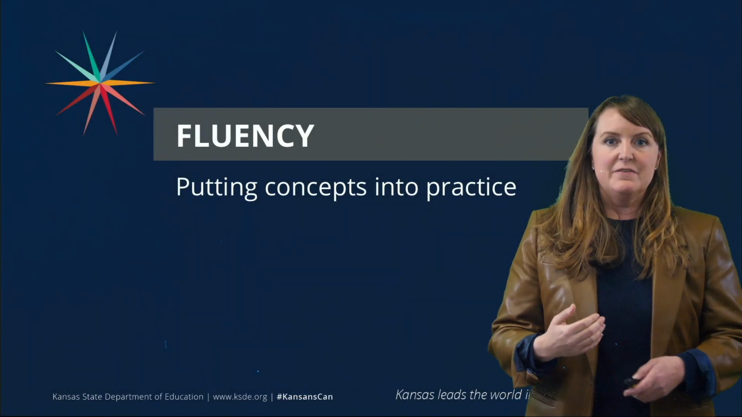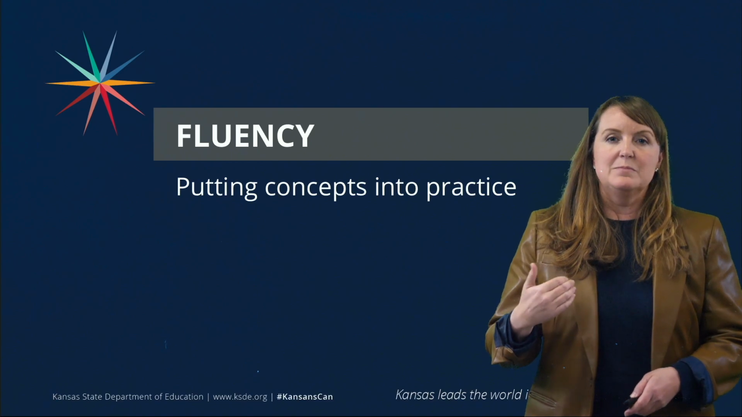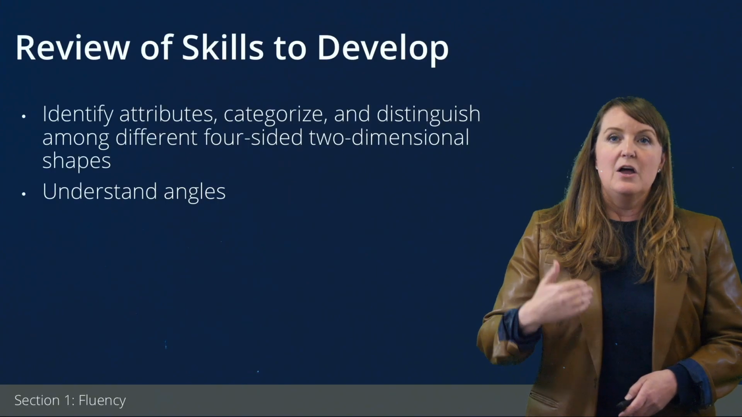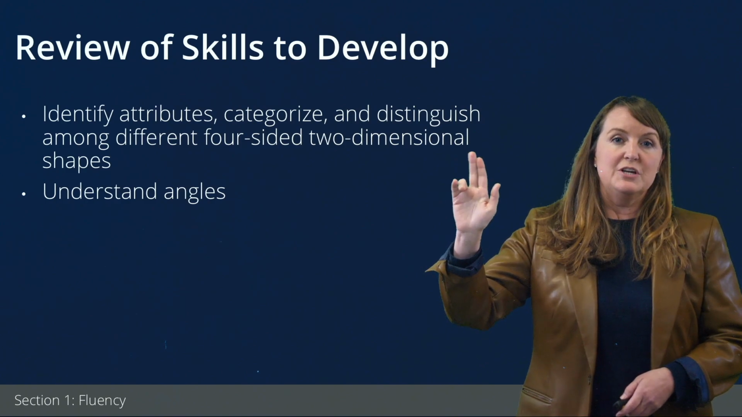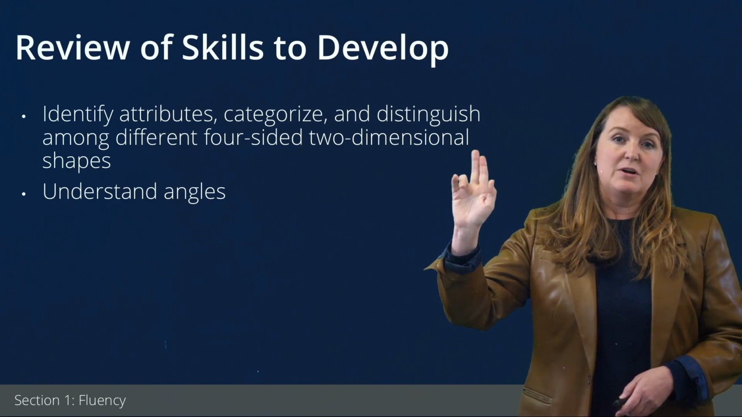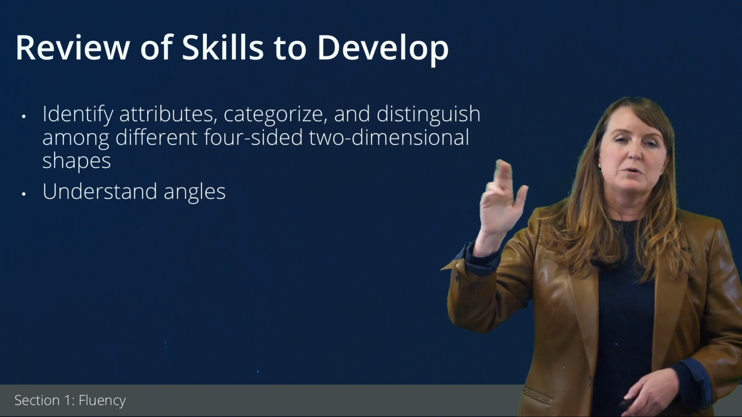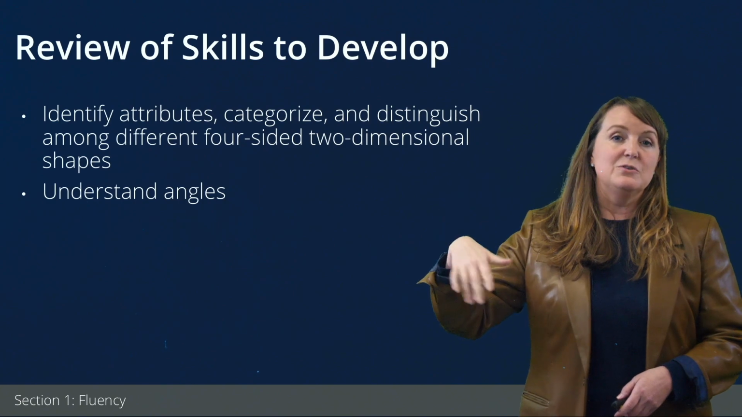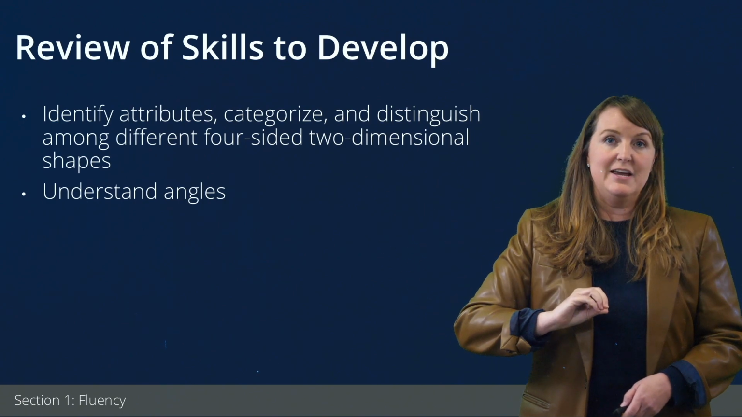Now, as students develop an understanding of those four-sided two-dimensional shapes and angles, it's important to get into fluency. Fluency is doing things easily and accurately, and students should have fluency with being able to describe the attributes and be able to categorize and distinguish among different four-sided two-dimensional shapes. And students should also have fluency with initial interpretation of angles.